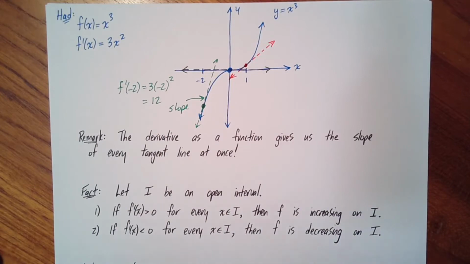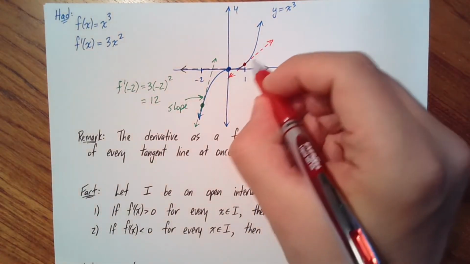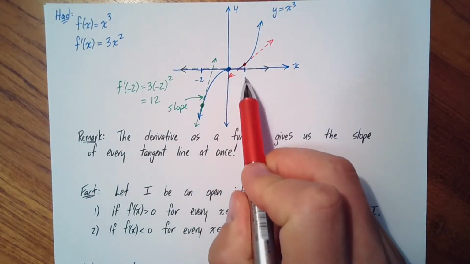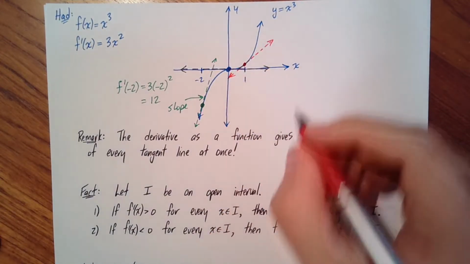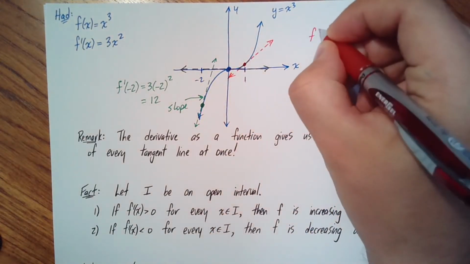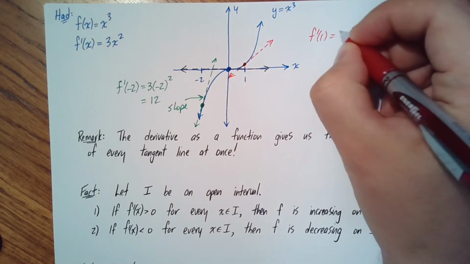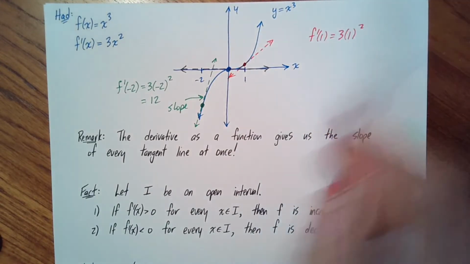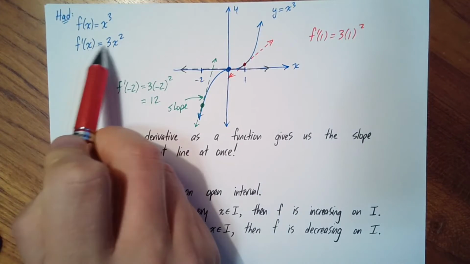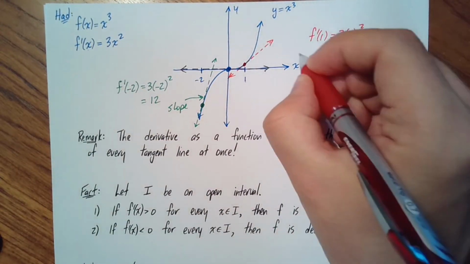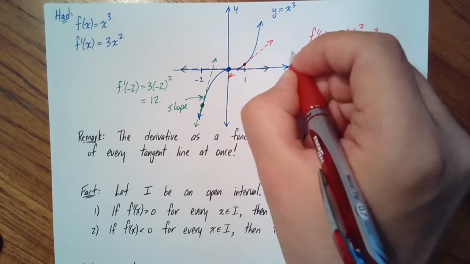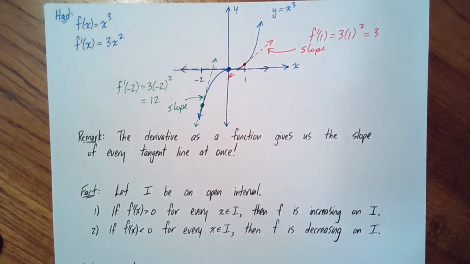What about the red tangent line here? It's tangent to the curve at this point, which has an x coordinate of 1. So if I work out f prime of 1, I'm going to get 3 times 1 squared. Plug 1 into f prime, I get 3 times 1 squared. I'm going to get 3. So that is the slope of this line.